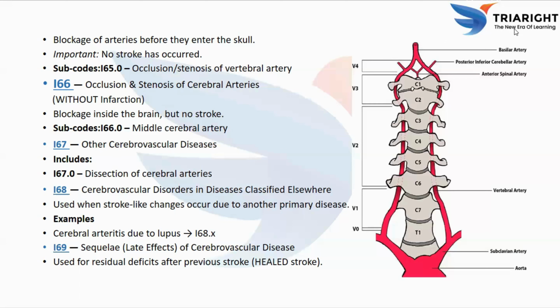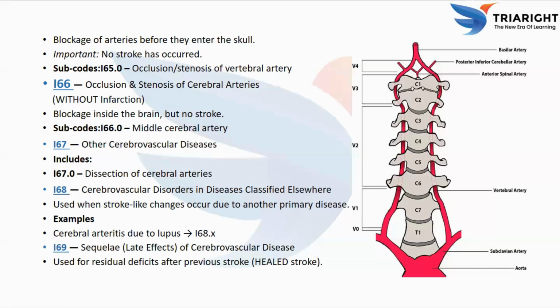So what is the I69 code? It's sequelae of cerebrovascular disease. What is the meaning? Residual symptoms after a previous stroke that has already healed. You're getting my point, right? You can see the residual symptoms after a previous stroke, which have already healed. So this is like a sequela. Sequela is nothing but the late effect.